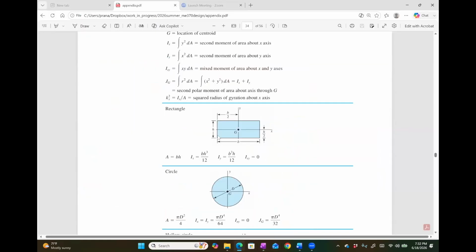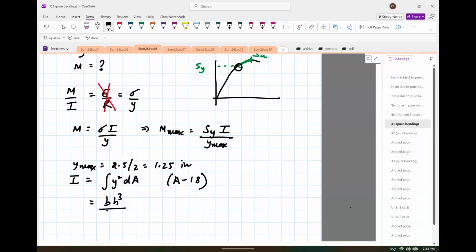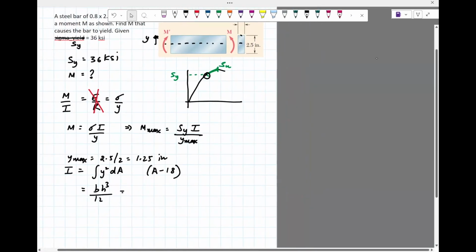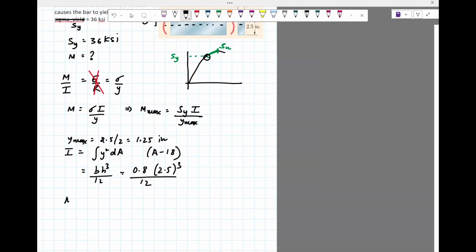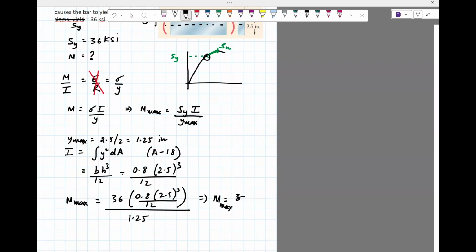It's looking for this formula. So it is b h cube divided by 12. b in this case is 0.8, h cube is 2.5 cube, divided by 12. Okay, so finally, when we solve this, we have M max equals SY, 36 ksi, times 0.8 times 2.5 cube divided by 12, divided by Y max, which is 1.25. It comes out to be M max equals 30 kip inch. So that's the unit in foot-pound-second, 30 kip inch.